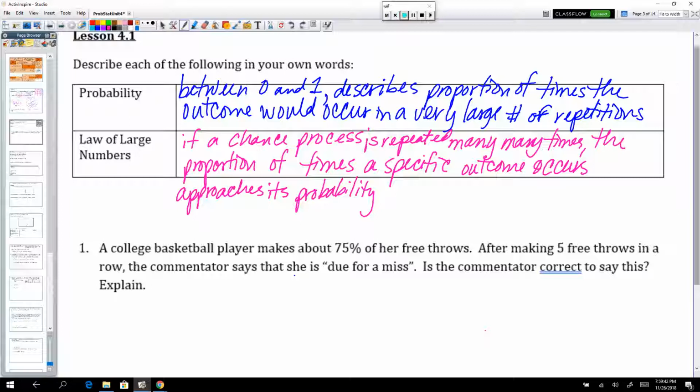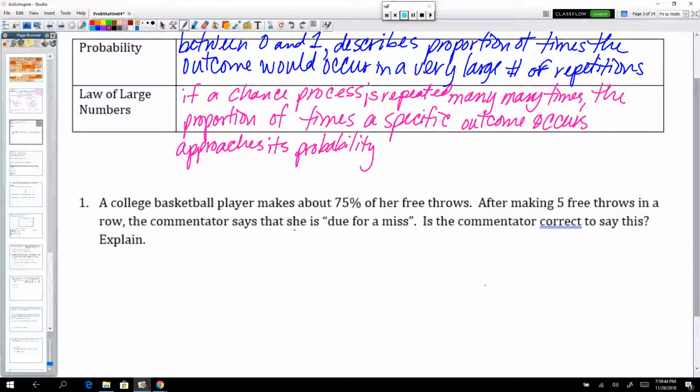Let's take a look at example number 1 on your example sheet that you should have gotten. It says a college basketball player makes about 75% of her free throws. After making 5 free throws in a row, a sports commentator says she's due for a miss. Is the commentator correct to say this? And you must explain why or why not.